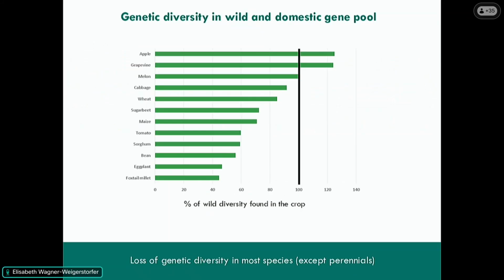And what this x-axis is showing you is the percentage of wild diversity that has been retained in the crop. So you can see that for most crops, it's below 100%, meaning that most crops have lost diversity through domestication. This loss can be pretty severe, as in the case of foxtail millet. But you see that there are two exceptions, and those exceptions are apple and grapevine, our two perennial species.